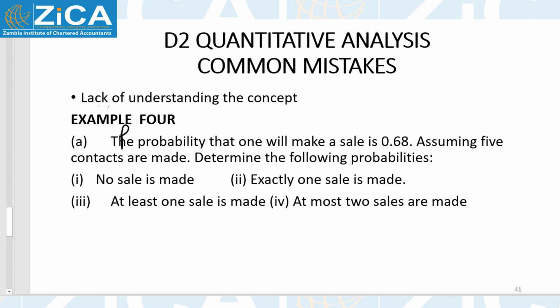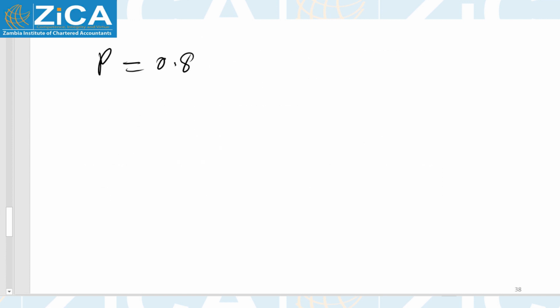Assuming 5 contacts are made, determine the probabilities. 1, no cell is made. 2, exactly 1 cell is made. 3, at least 1 cell is made. And 4, at most 2 cells are made. N is given as 5.